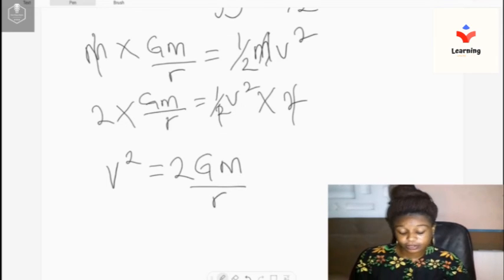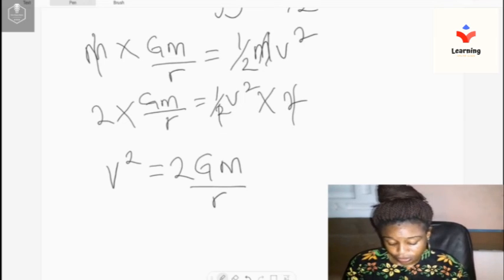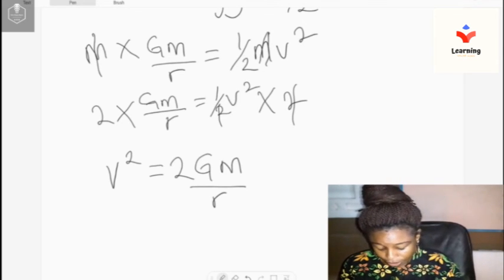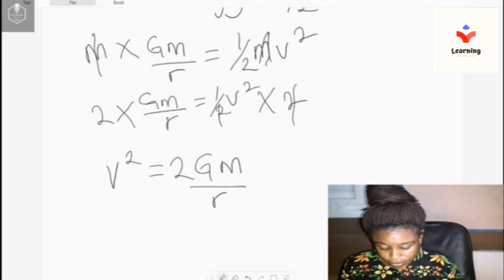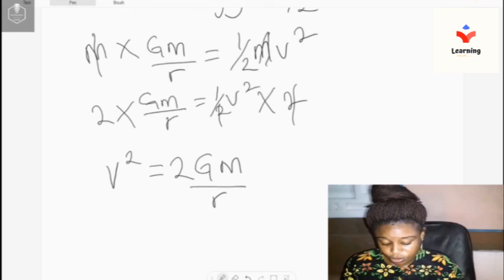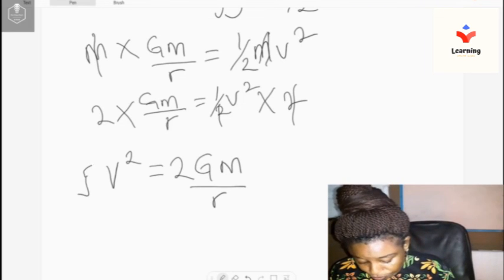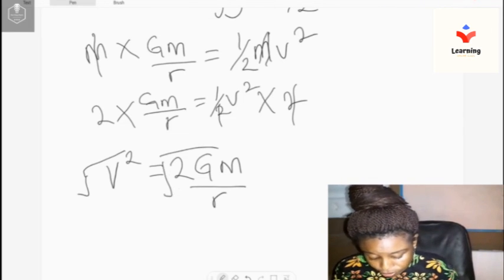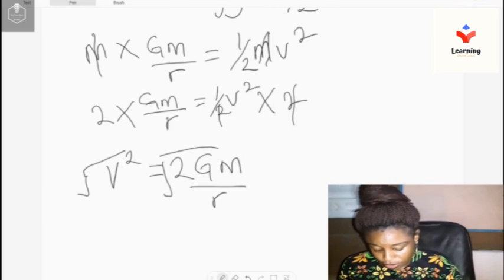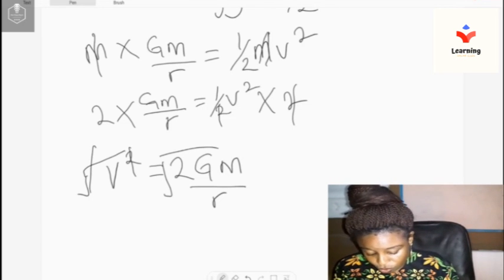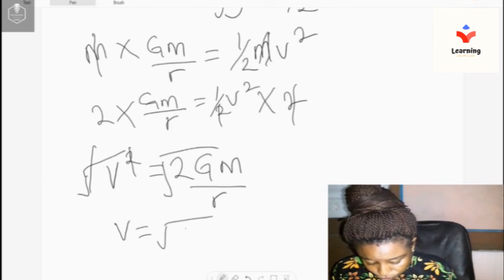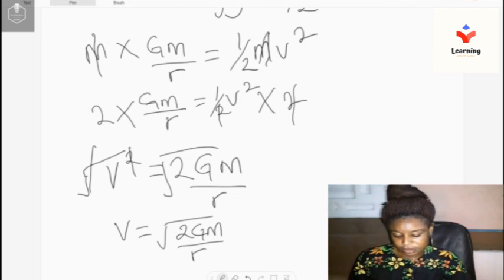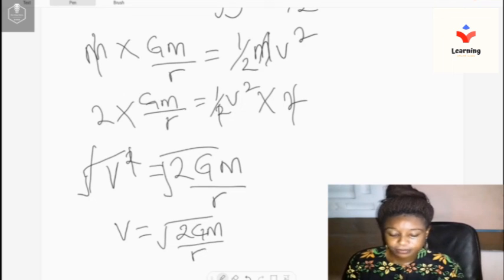Don't forget that we are looking for the escape velocity, which is our v. Now we have v squared here, and we want to get only v, so this square is disturbing it. We can get rid of this square by taking the square root of both sides, so this square will cancel the square root. So we have v equals the root of 2Gm over r. That is the formula of escape velocity.